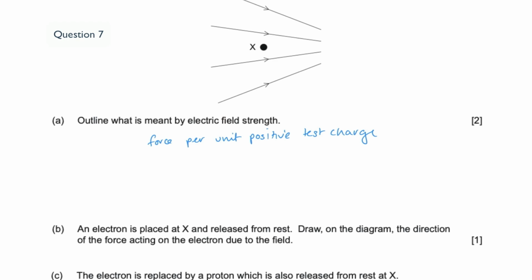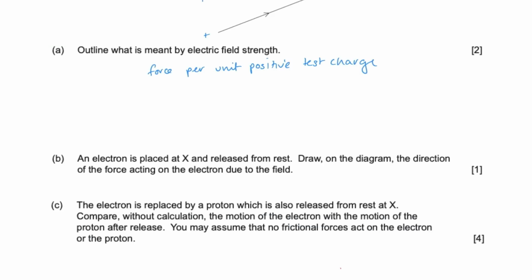Well, we know that the field lines go in the direction that a positive test charge would take. That tells us that this is a positive side and that is a negative side. If X is an electron, that makes it negative, so it's going to be attracted towards the positive and repelled from the negative. So the electron is going to feel a force to the left in that direction. C. The electron is replaced by a proton which is also released from rest at X. Compare, without calculation, the motion of the electron with the motion of the proton after release. You may assume that no frictional forces act on the electron or the proton.